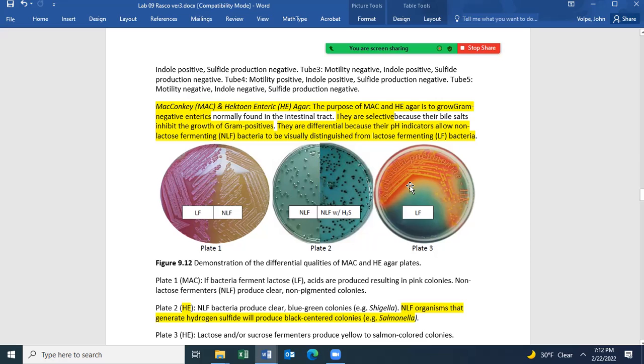non-salmon colored. You can also look at the hydrogen sulfide being produced on HE agar. If hydrogen sulfide is produced, you get black colonies, and this is a non-lactose fermenter. If there's no hydrogen sulfide, then the colonies are not black; they'll be whitish or off-white.